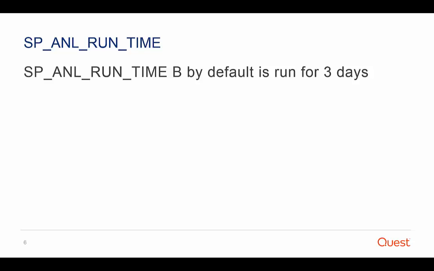When analyze config is run with no parameter value passed, it runs for a whole 3 days. This default period is controlled by the SPANL runtime parameter, and its input will be in minutes. By default, it is set to 4320 minutes.